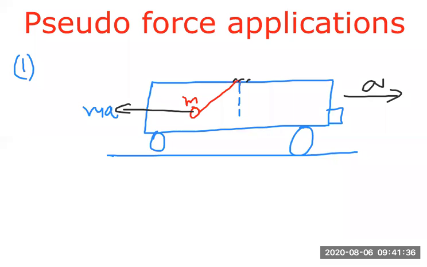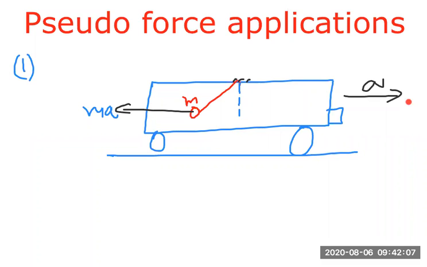The car is moving front with an acceleration A. Pseudo force will act in the opposite direction. Pseudo force is always opposite in direction to the acceleration of the body. So on the pendulum, pseudo force is now acting. The pendulum is moving back because of pseudo force, which is always opposite to the acceleration of the car.